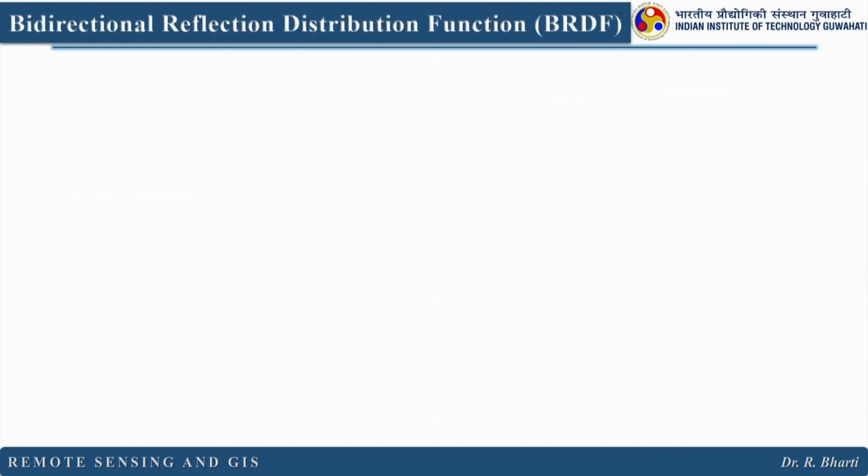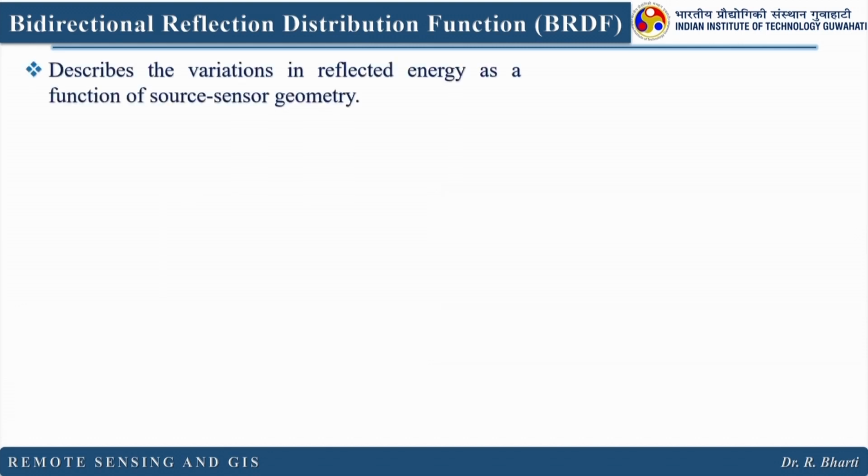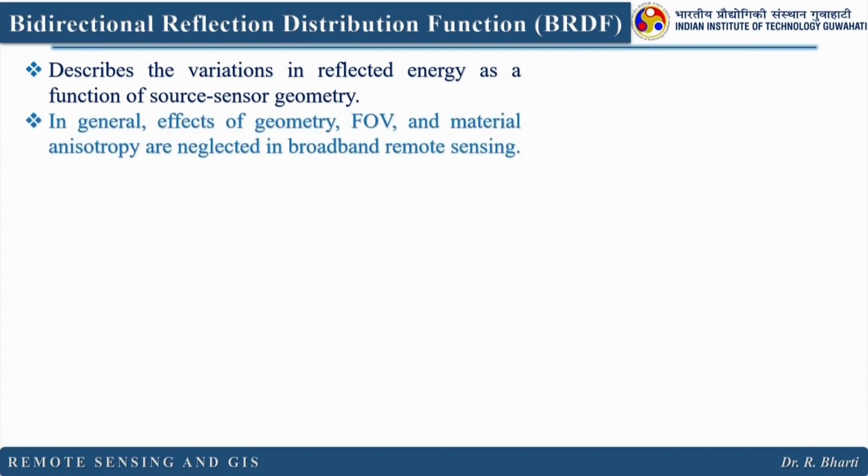Now, this concept leads to the bidirectional reflectance distribution function. So, what is the significance of the bidirectional reflectance distribution function? It describes the variation in reflected energy as a function of source sensor geometry. In general, effects of geometry, FOV and material anisotropy are neglected in broadband remote sensing, because here you need to understand why we are more concerned about the source sensor geometry.